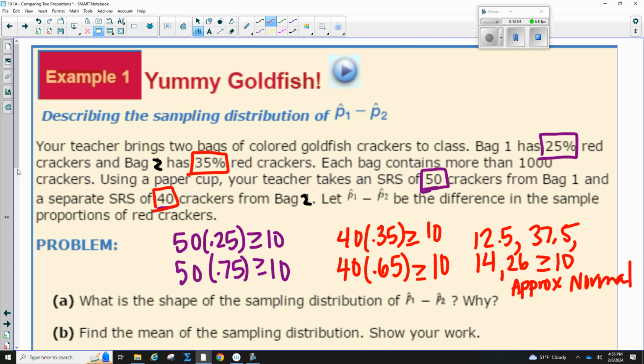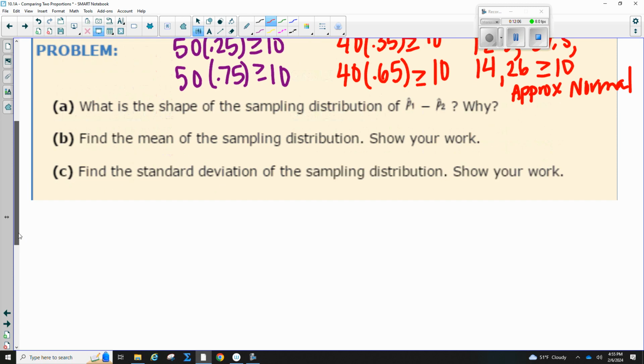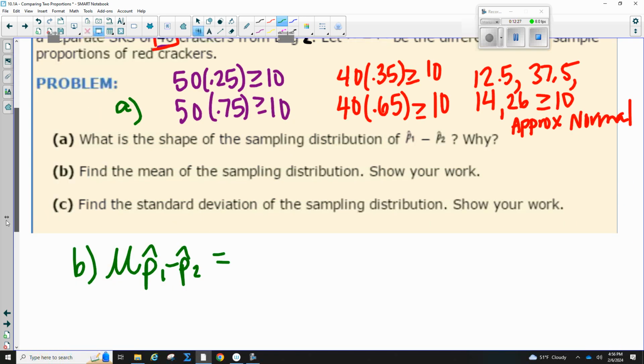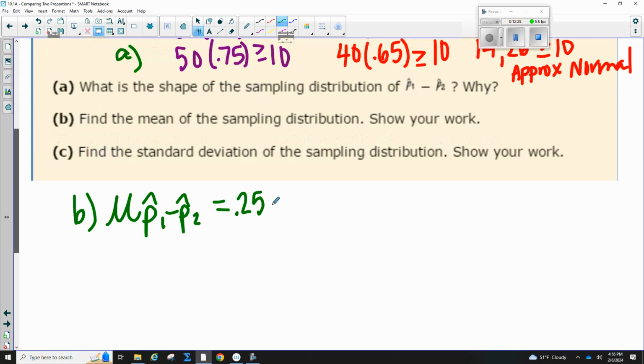Okay, what is the mean of the sampling distribution? So that was part A. All right, part B, the mean of all the little p-hat ones minus the p-hat twos. So again, if I sampled 50 crackers over and over, got a proportion of red, and 40 crackers over and over, got a proportion of red, and subtracted each time. Okay, and so the first bag was 25% red, and the second bag was 35% red. And so, yes, we can get negative 10%. So the typical difference between the two bags is negative 0.10.